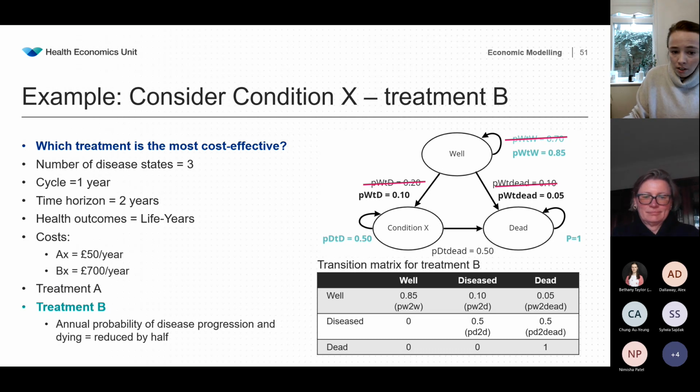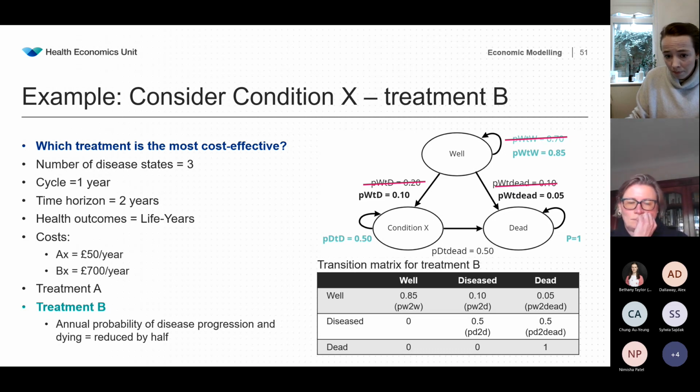Then for treatment B, we said that the probability is reduced by half. So the probability of getting the condition is now only 10, and the probability of dying is reduced to 0.05. This is what your transition matrix would look like. Any questions there on how I decided to slash these probabilities, for example?